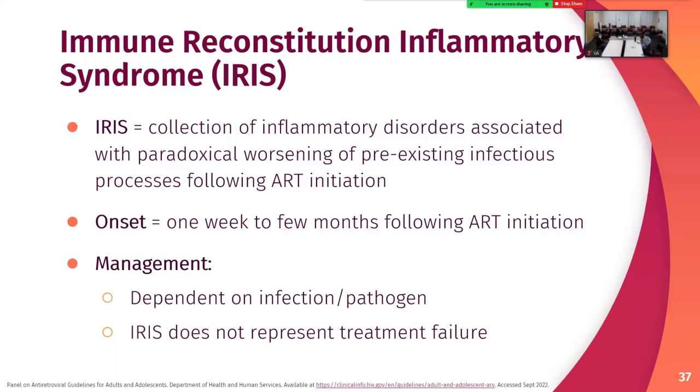For management of this, it's really going to be dependent on what opportunistic infection they have. So I will refer you to the DHHS website and the guidelines, because it's going to depend on which opportunistic infection they have on whether we can continue the ART therapy while we're treating it or if we need to hold it until the infection is resolved. One thing to remember is that IRIS doesn't represent treatment failure, so we can still put these patients back on that regimen once their infection's been resolved.